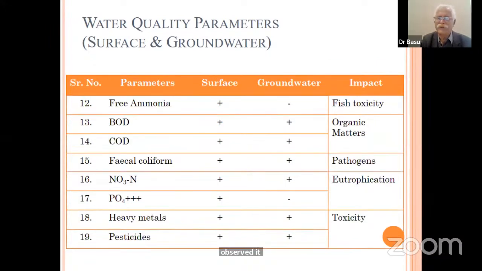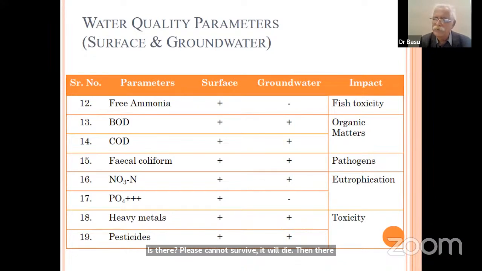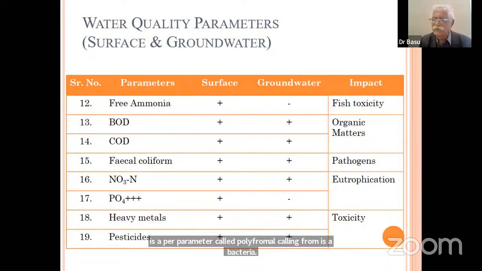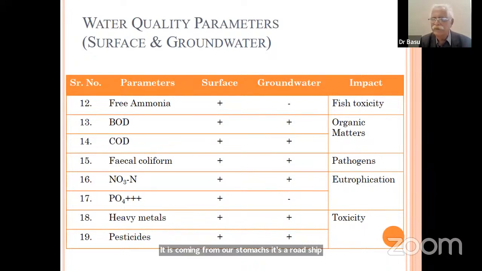Then there are some parameters for fish. If ammonia is there, fish cannot survive; they will die. Then there is a parameter called coliform. Coliform is a bacteria that comes from our stomachs. It is a rod-shaped bacteria, and we call it a pathogen. It has been created from us. If these bacteria are too much in the water, then there will be a chance of diseases like cholera and typhoid. These bacteria are killed by chlorine.